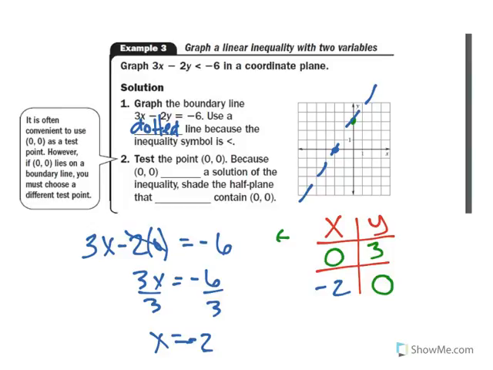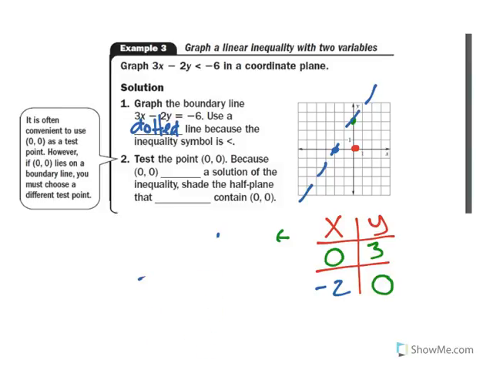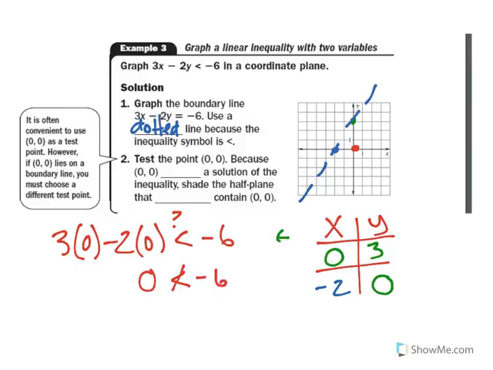Next thing I'm going to do is pick a test point. I'm going to pick 0, 0 because it's not on the line. If I plug 0 in for x and y, I get 3 times 0 minus 2 times 0. Is that less than negative 6? Well, anything times 0 is 0, so 0 is not less than negative 6.